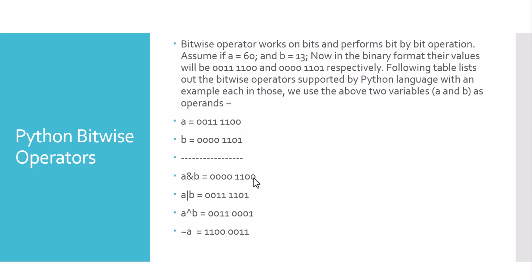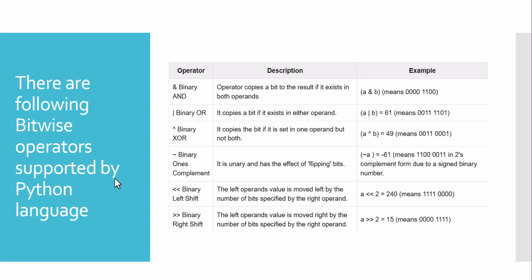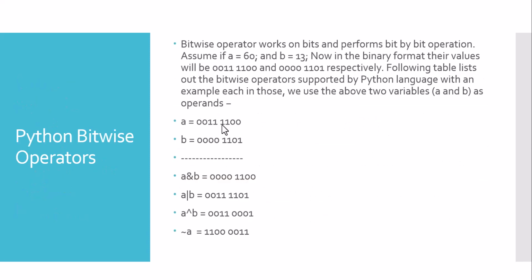Similarly, binary OR copies a bit if it exists in either operand. Means with OR, if 1 is available in any one of these, it is going to give the result. See, 0 0 gives 0. If 1 is available here and 0 here, then also 1, because this is the OR operator. Then 1 0 gives 1, 1 1 gives 1, 0 0 gives 0, and 0 1 gives 1.